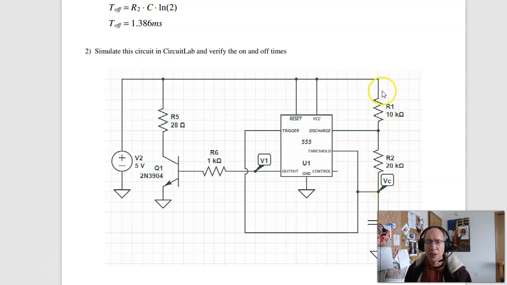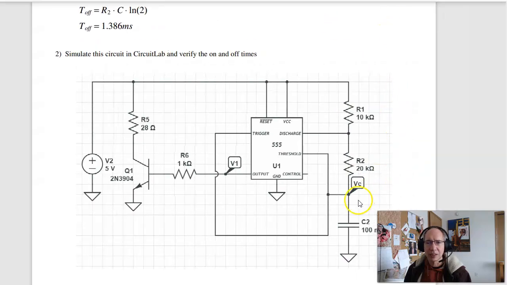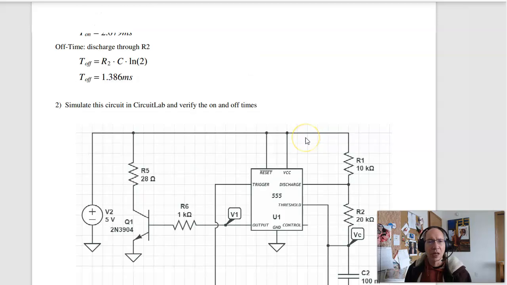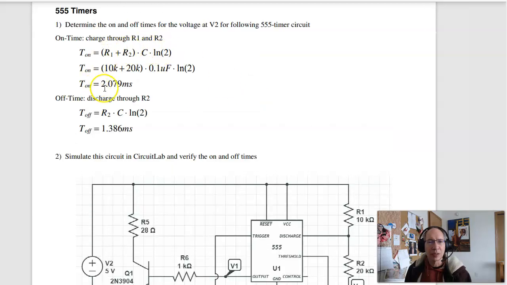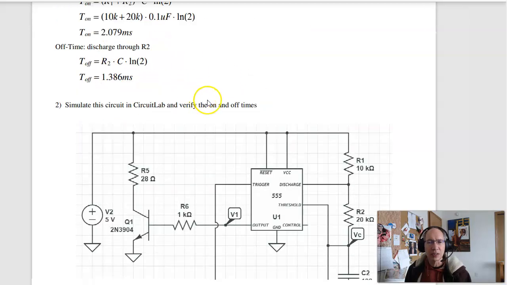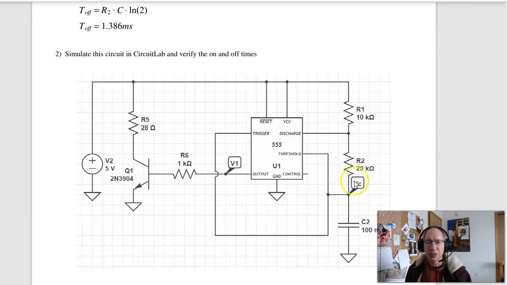So when I'm charging R1 and R2 in series, that'll be 30K. And there's C. So the on time is 2 milliseconds. The off time is when discharge gets grounded. It just discharges through R2. So that'll be 1.386 milliseconds.